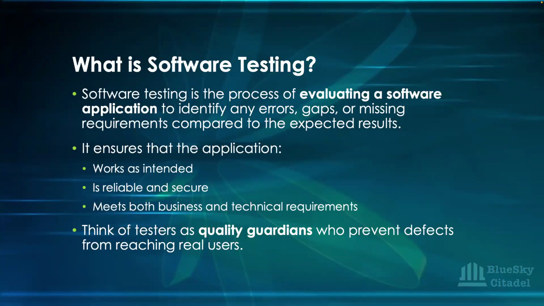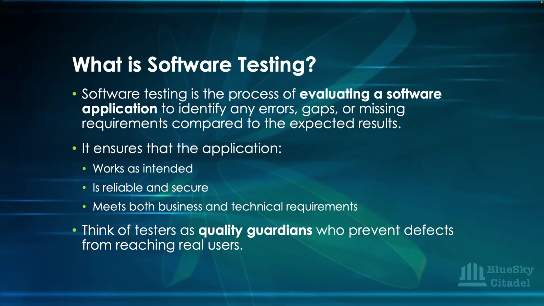So software testing is the process of evaluating a software application to identify any errors, gaps, or missing requirements, and you compare it to the expected results. The evaluating there is the key point, the main goal of the testing. We're evaluating it to identify errors, gaps, and missing requirements. More on errors later, but an error is just like a human mistake. As human beings, our developers can make mistakes. So that is the error.